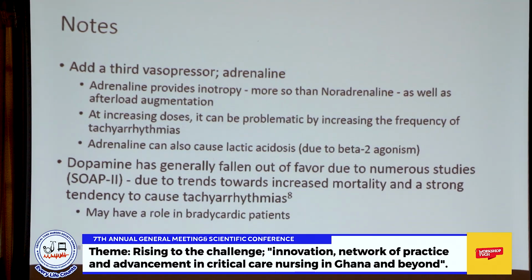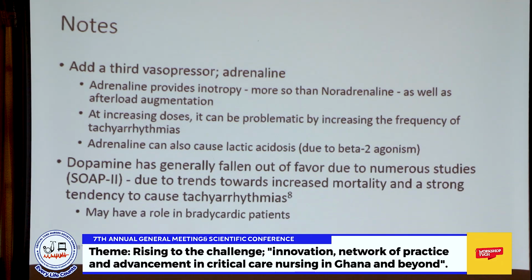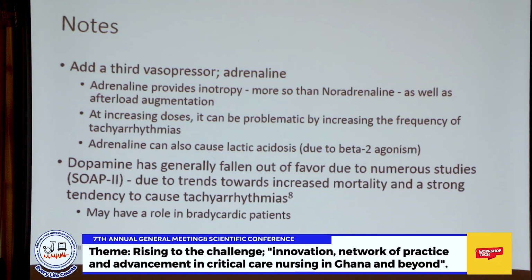Now, we would want to be a little bit careful about which agent we choose. Dopamine has actually now been more or less phasing out. How many of us still use dopamine? Please be careful about dopamine. What dopamine does is, the dopamine's mechanism of action, it works on alpha, it works on dopaminergic receptors, it works on beta, but all these things are dose dependent.